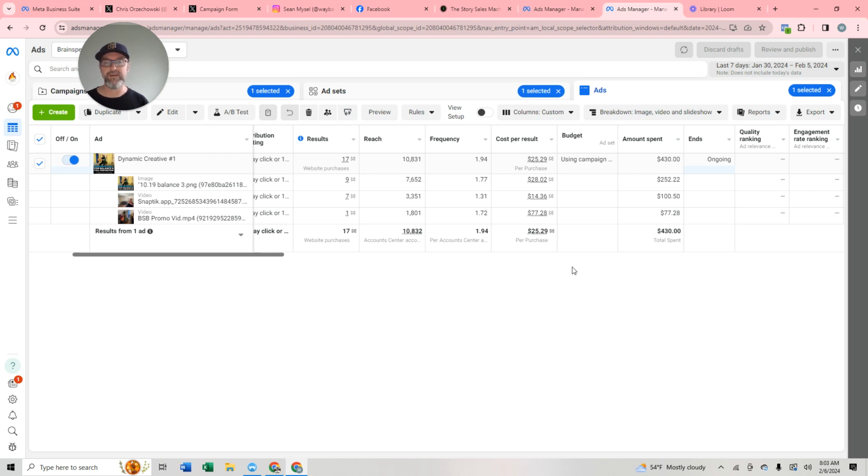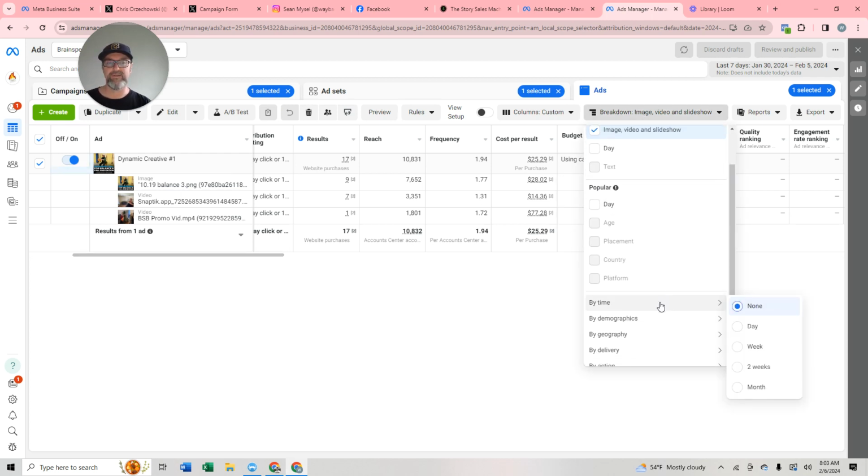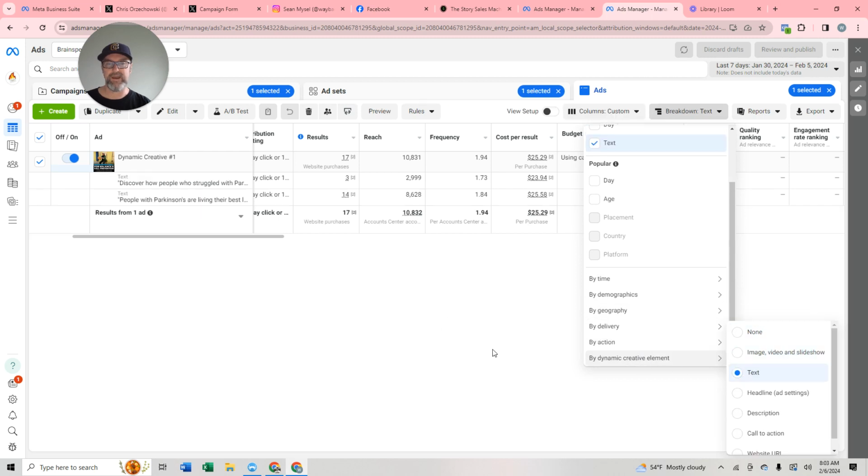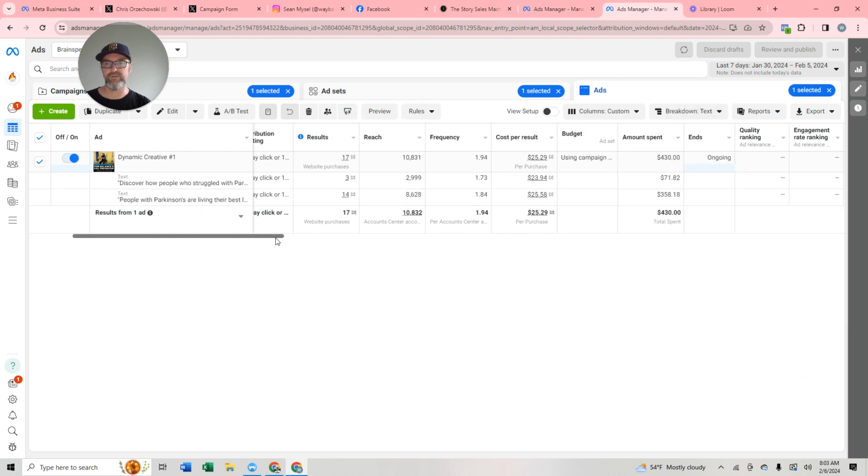Obviously, CPA is king, but you could see what's driving the results. These two images are driving the results, and you could see that mostly, this is driving the results, even though this has a lower CPA.